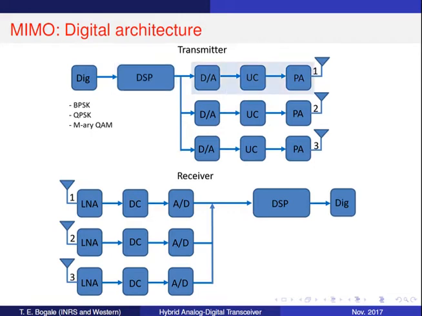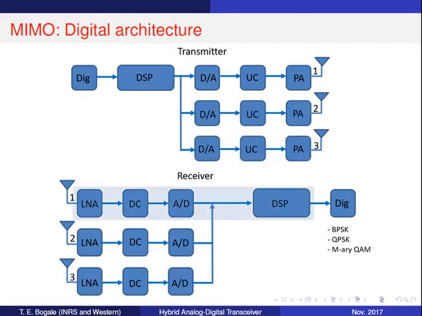The signal which is taken out from the DSP unit will go to the digital to analog converter and then to the up converter using the appropriate modulation, and then it will go to the power amplifier, and finally it will be transmitted through this antenna. The same transmission process is applied in all the other antennas as well.